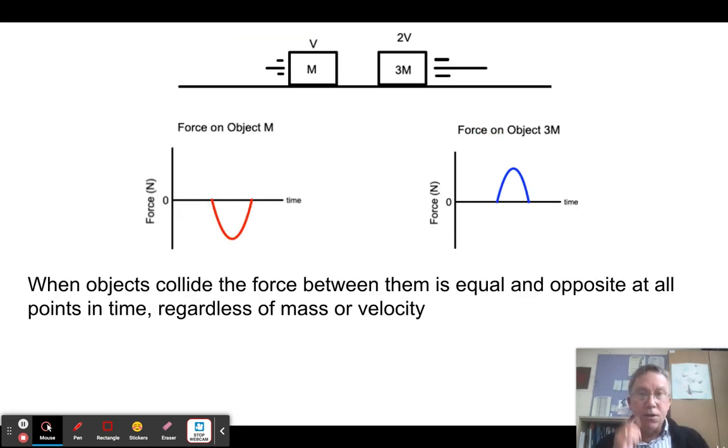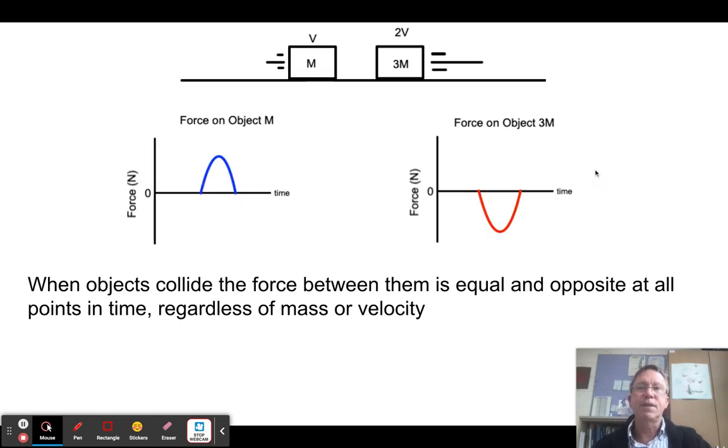Now, don't fall for this trick here. Sometimes you'll see a force versus time graph that's showing a collision. And remember, anytime there's a collision, it's Newton's third law. Equal forces act in opposite directions for the same amount of time. So at all points in time, the force is going to be equal but opposite. They'll try to trick you sometimes by having different masses and different velocities. But remember, anytime there's an interaction between two objects, it is an equal force in opposite directions for the same amount of time.